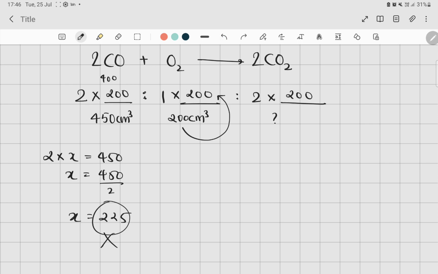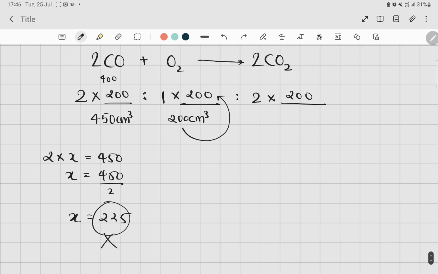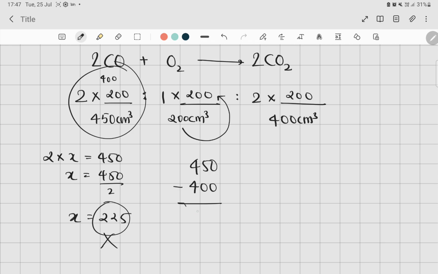Now we got our answer. The volume of carbon dioxide formed is 400 cm³, that is 2 into 200 gives you 400. What about the left carbon monoxide? Earlier we had 450 cm³ of carbon monoxide, and we used 400 cm³ of carbon monoxide. So the left carbon monoxide is 50 cm³.